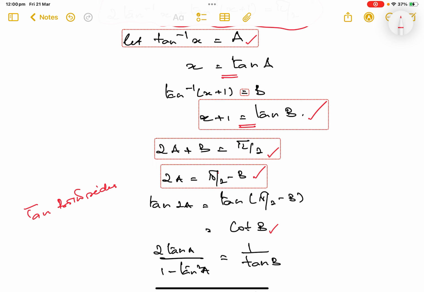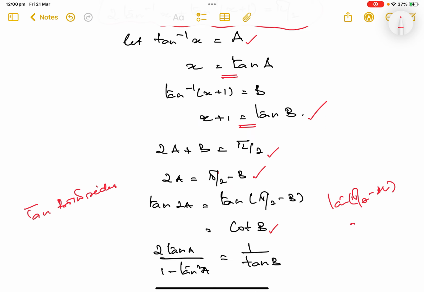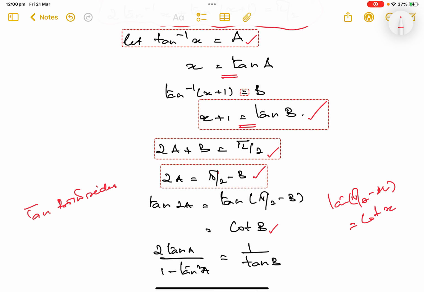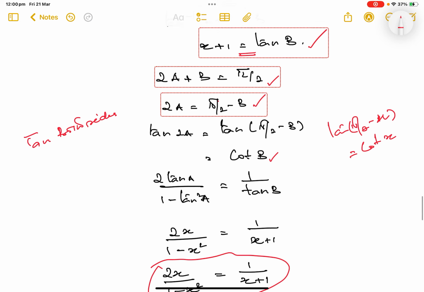Take tan on both sides. So tan 2A equals tan of (pi by 2 minus B). Tan of (pi by 2 minus x) equals cotangent x, as simple as that. So tan 2A equals tan (pi by 2 minus B), so tan 2A equals cot B.